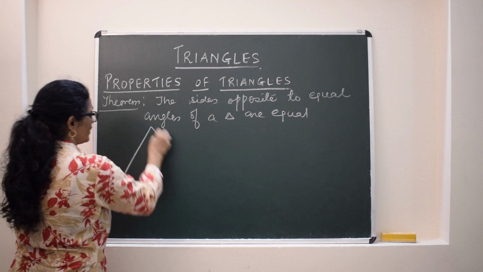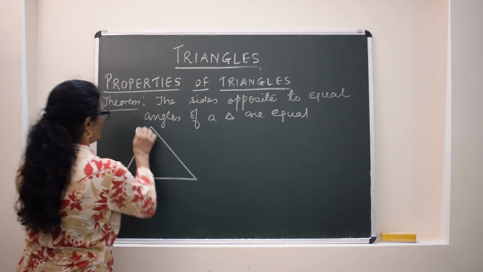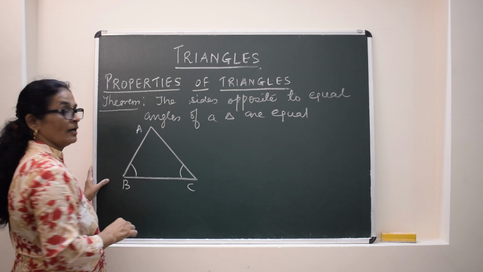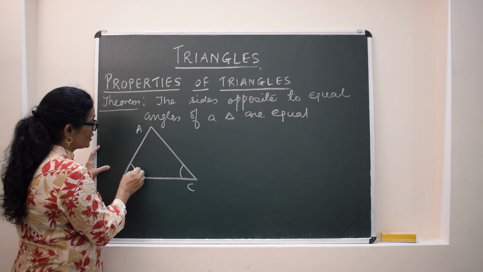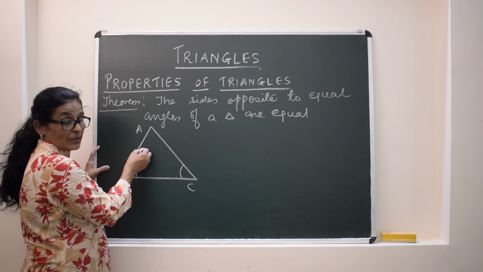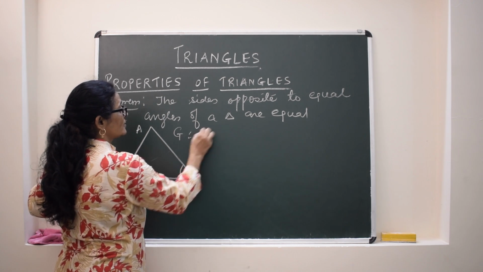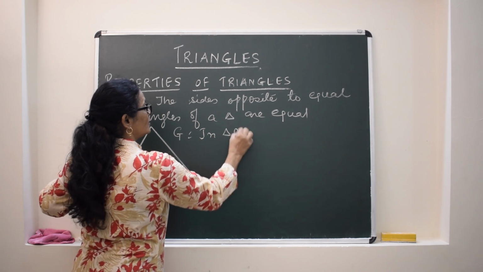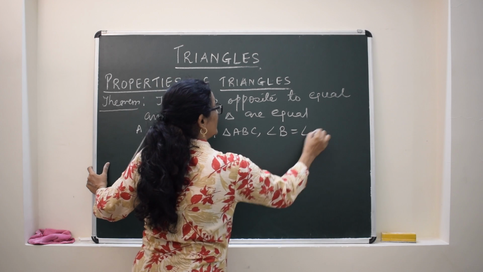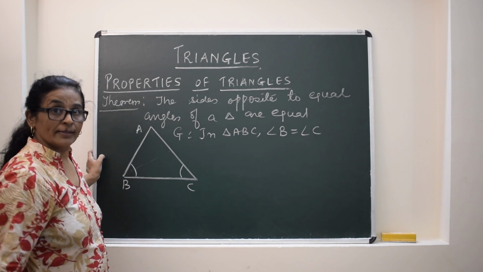So we will draw the figure and let's take angle B and angle C are equal. Now opposite to this B is this AC. Opposite to this angle C is this AB. So what is given to us? Given is 2 angles are equal. So we will write symbolically angle B is equal to angle C.